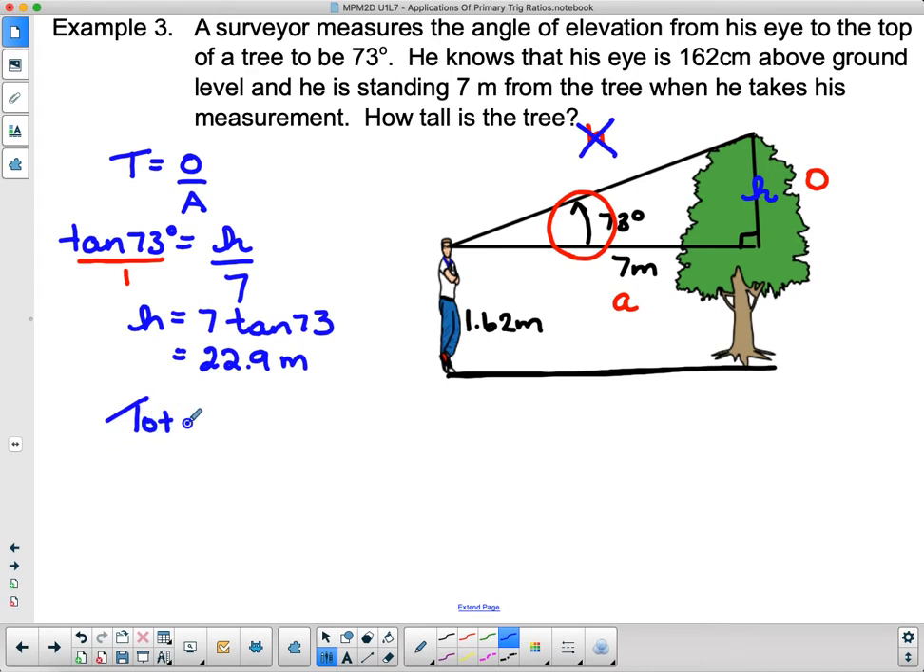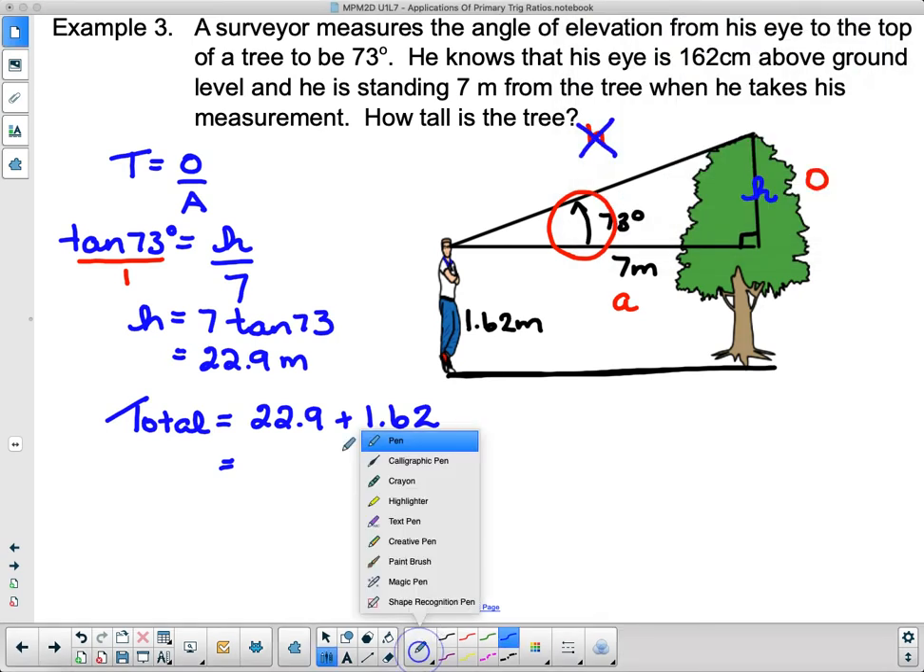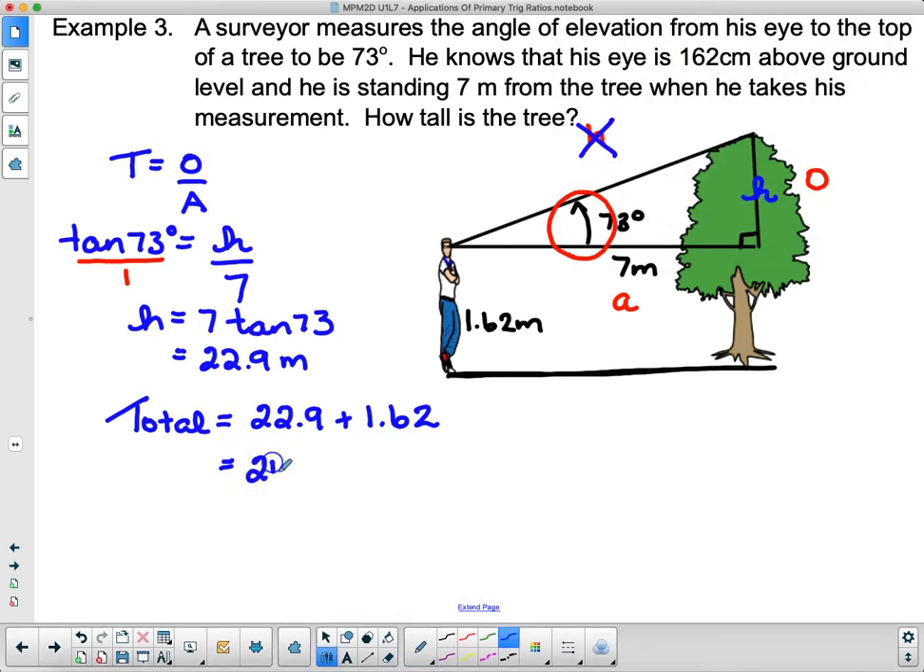So let's put in the total, because we have to add in his height. So the total is going to be 22.9 plus 1.62. And we get 24.5. We're not going to worry about all those little decimal places because it's really not that accurate. So 24.5 meters.